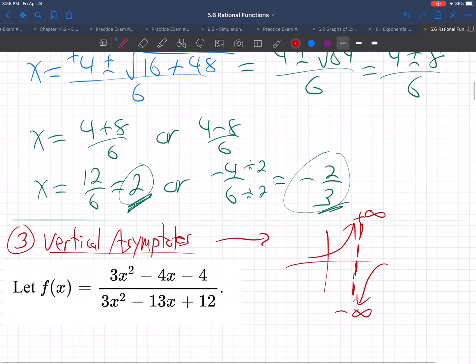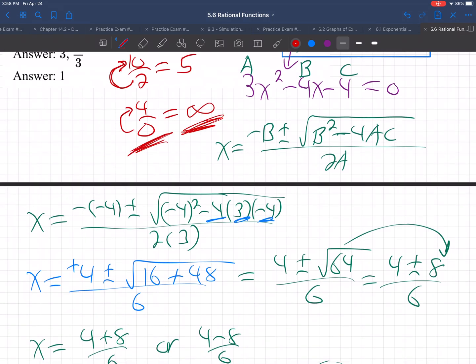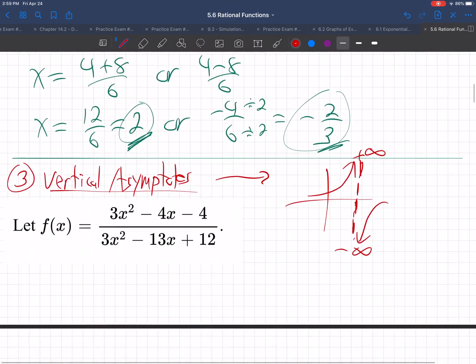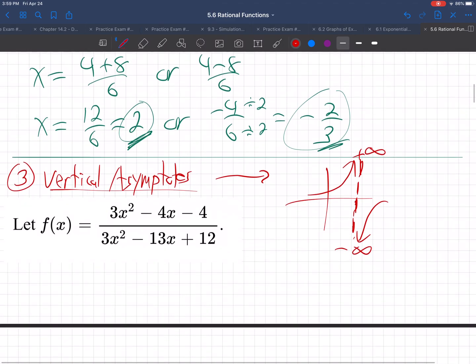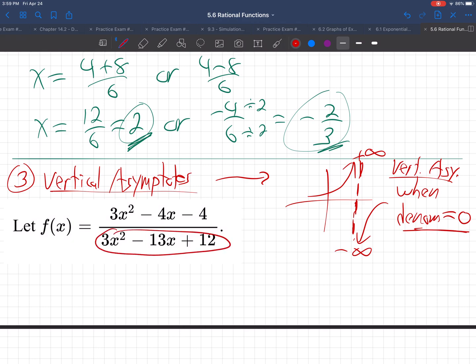Well, we had infinity right back here a minute ago, remember? There's infinity when the bottom of a fraction is 0. So that's going to happen. A vertical asymptote is when the denominator equals 0. So this denominator, we've got to take that denominator and set it equal to 0.